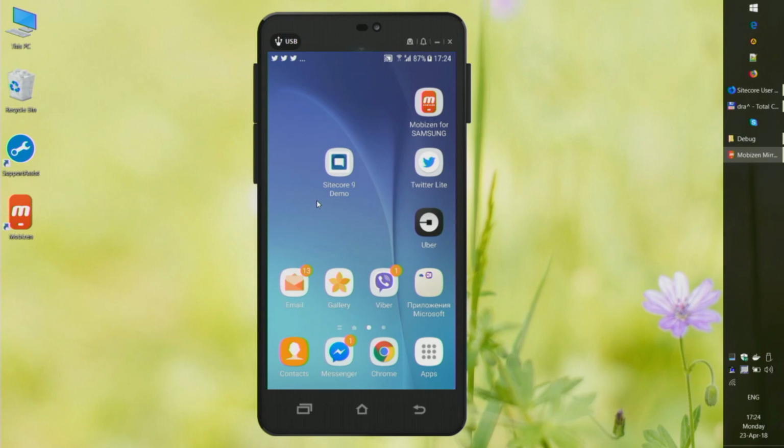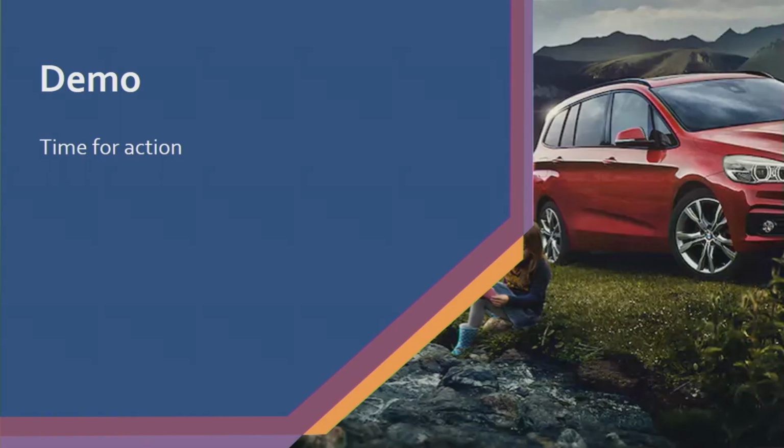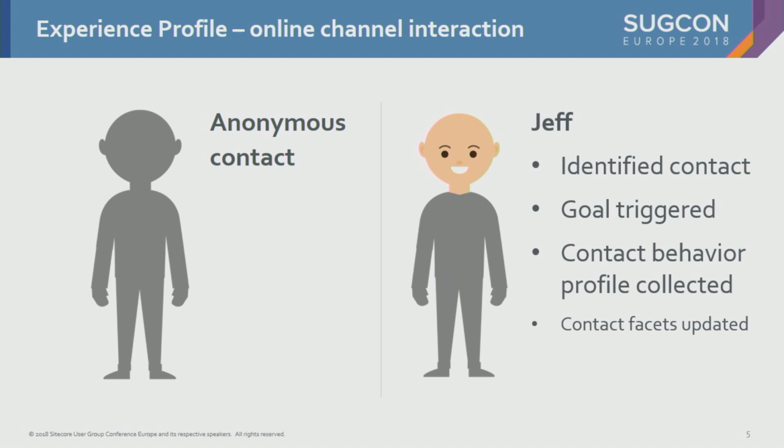So I have a couple of extra slides just to give you a quick summary. I'm switching back to the presentation. We started with an anonymous contact. There was no information available. Then, based on online interaction, we learned some contact behavior profile information.